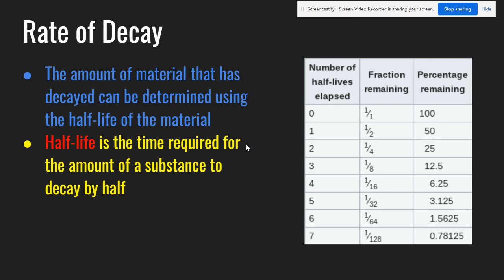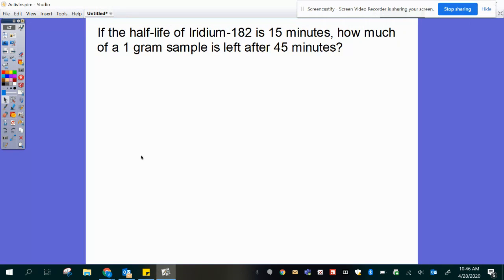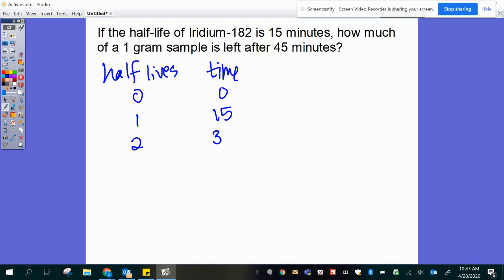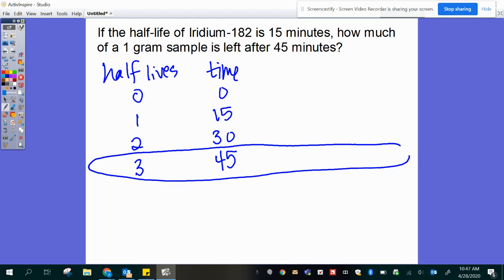Okay, so if you were asked to solve a problem, the half-life of iridium is 15 minutes. How much of a 1 gram sample is left after 45 minutes? So let's get a color. So half-lives, 0, 1. So the time after one half-life, that's 15 minutes. After two half-lives, that's 30 minutes. After 3 half-lives, that's 45 minutes. So this is the row that we need to focus on, right?